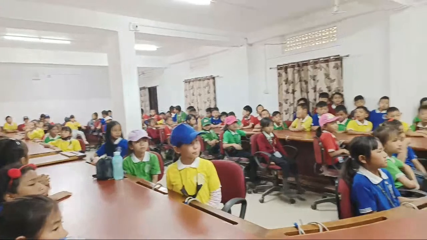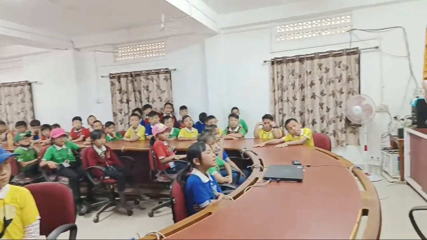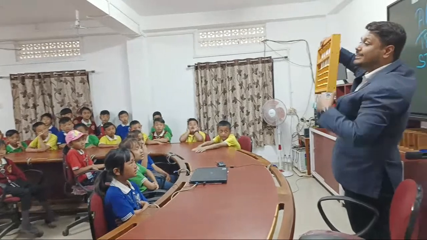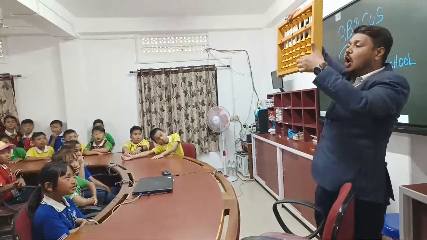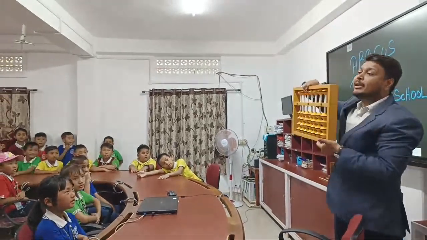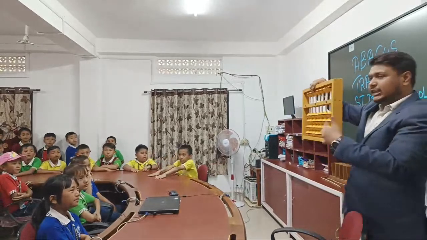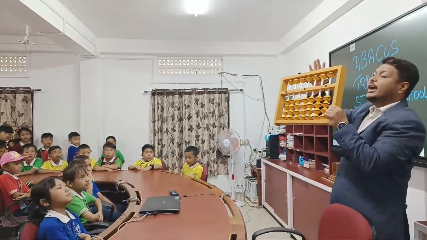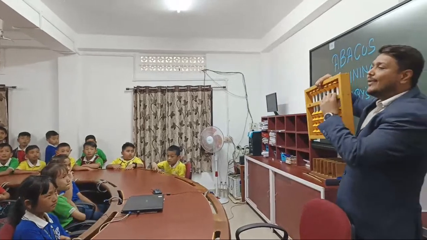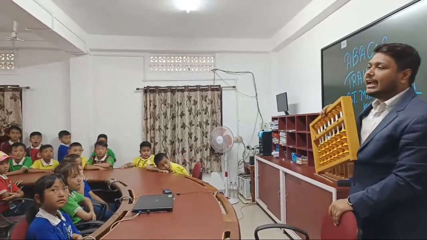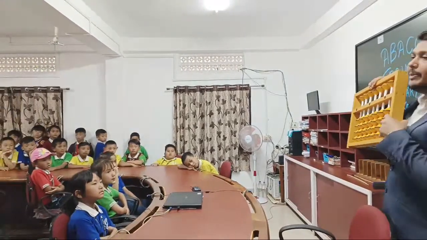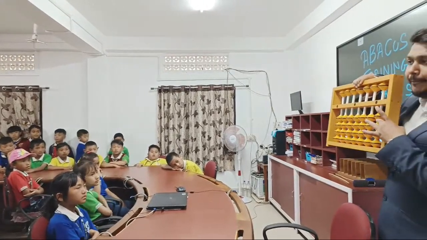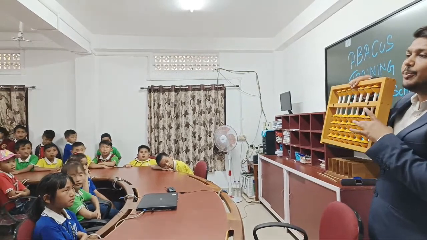Now, on this side, can you see how many beads are there on the lower side? One, two, three, four. Four. Now these beads, their value is one. Whenever I want an answer or I want to add something, I will move a bead up. The value of lower beads is one.